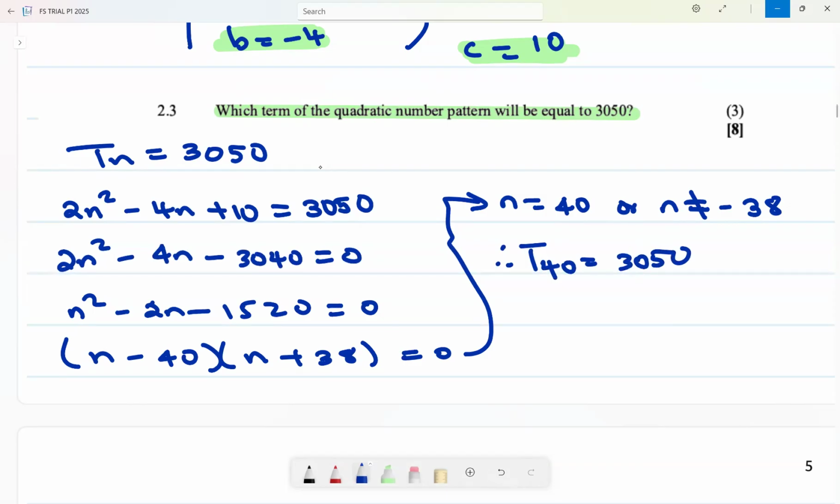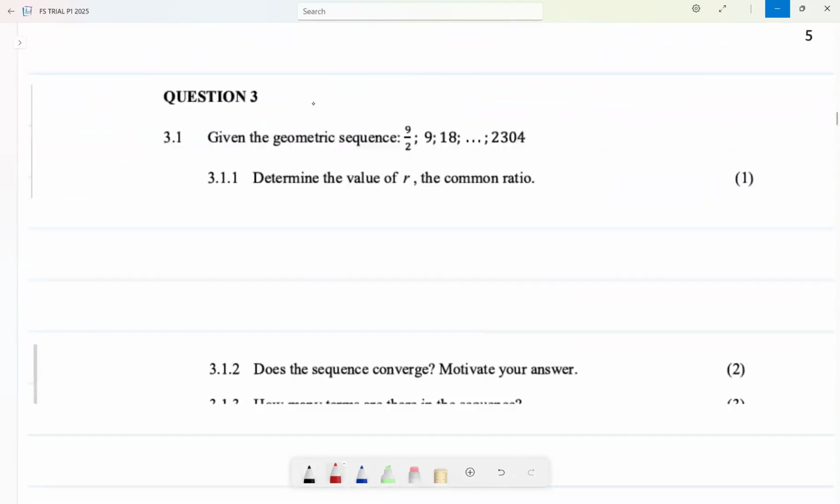You don't need to, the mark is here: equating and factorizing, and then concluding with only one answer, n is equal to 40. Let's move on to question 3. We are still under number patterns.